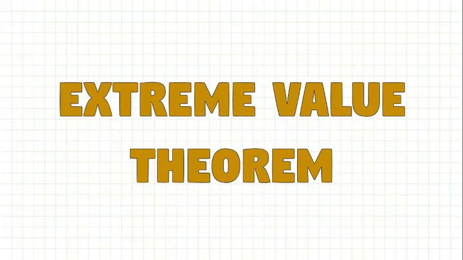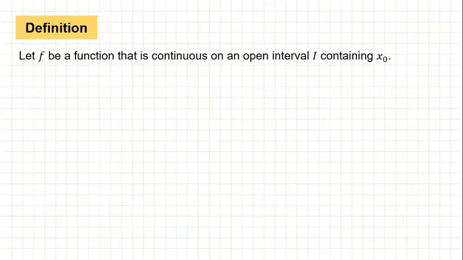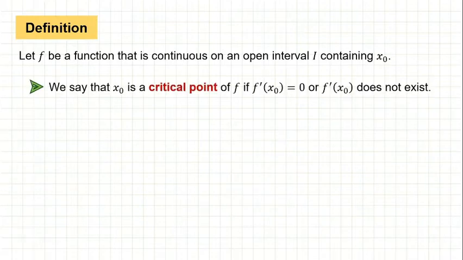Okay? So first, let us have this definition. Let f be a function that is continuous on an open interval I containing x sub o. Then we say that x sub o is a critical point of f if f prime of x sub o is equal to 0 or f prime of x sub o does not exist. So, ibig sabihin, si x sub o ay critical point if yung derivative ng function at x sub o is equal to 0 or the derivative does not exist at all.